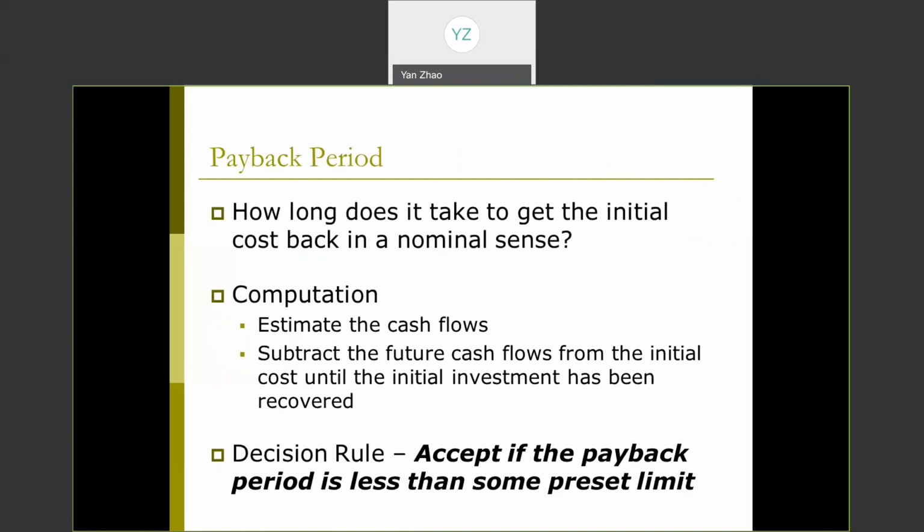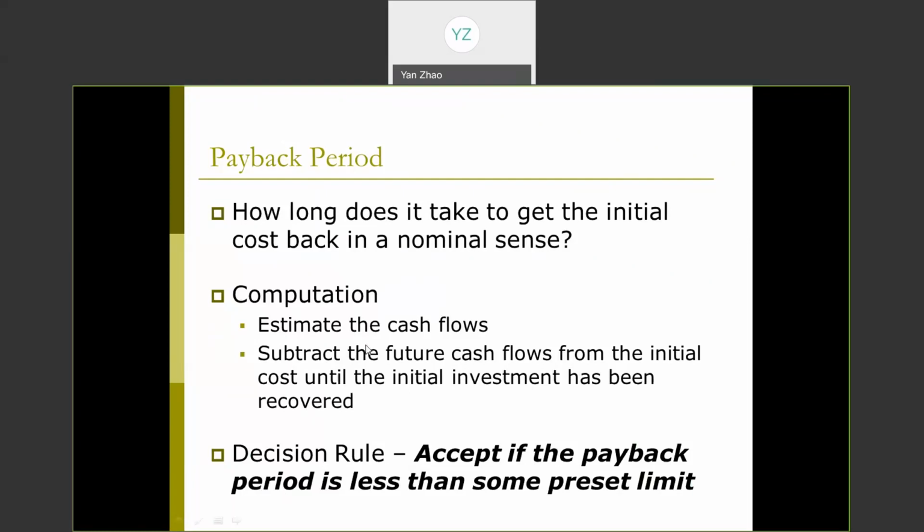So after the net present value, which is the most important investment tool to use, our second tool to make investment decisions is called payback period. So what is payback period? The payback period is how long it takes to get your initial cost back in a normal sense. In a normal sense means you do not consider discount. Okay. All right. So the computation is very simple.